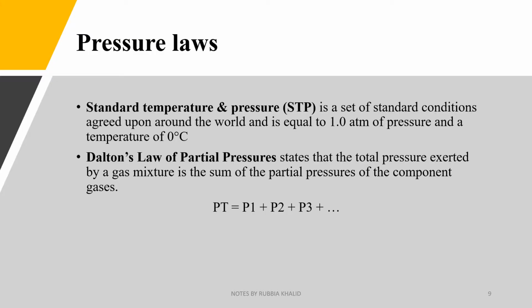Pressure laws. Standard temperature and pressure is a set of standard conditions agreed upon around the world and is equal to 1.0 atm pressure and a temperature of 0 degrees Celsius. If experiments are always conducted under the same conditions, comparisons can be made between different sets of data. Standard temperature and pressure is a standard set of conditions which has been defined for such experimental measurements.